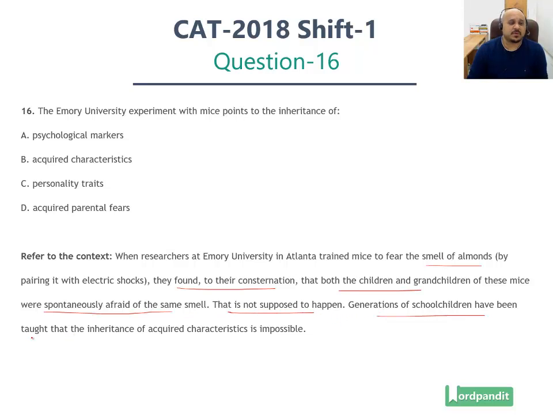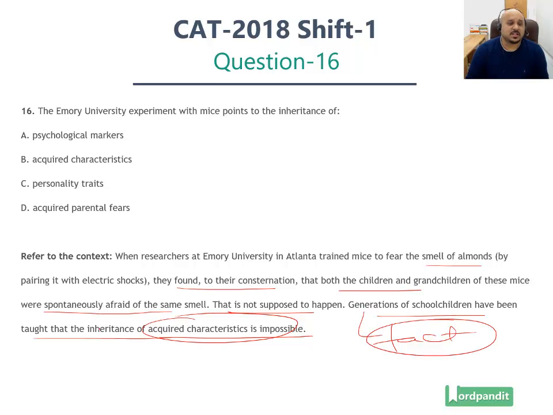Generations of school children have been taught that the inheritance of acquired characteristics is impossible. So if the example goes against this, it's going against this specific fact. This specific fact states that inheritance of acquired characteristic traits is impossible.